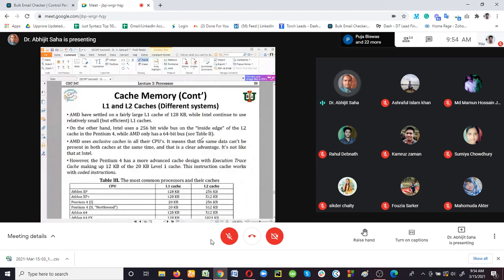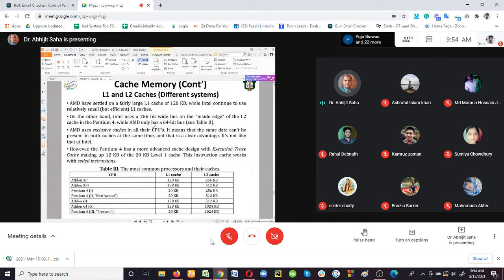Now if you look at the different systems here, for the L1 and L2 caches, AMDs have settled fairly. This is one of the discussions here: how AMD and Intel have approached the different levels of caches. Their approach was different.